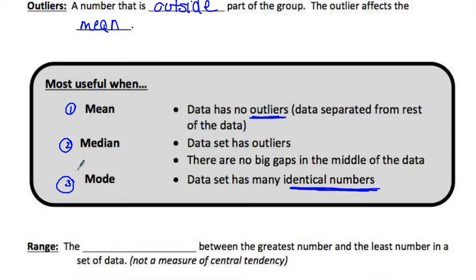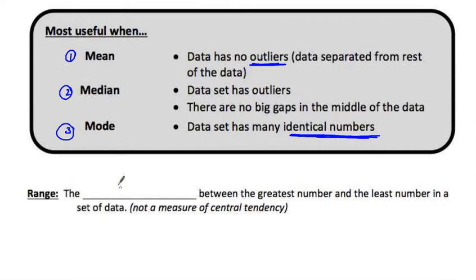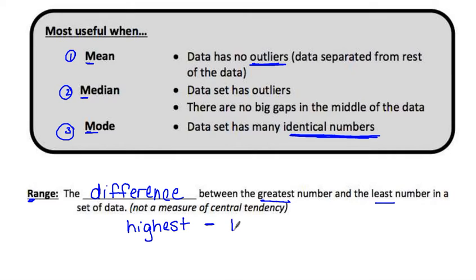Now, the range is something a little bit different. It's not a measure, but we talk about range. So it's the difference between the greatest number and the least number in a data set. And it's not a measure because you can think about it, it starts with R. All the other measures start with M. If it's a measure, it has to start with M. Range is just another thing we use to help us, though. So range is the highest number minus the lowest number.